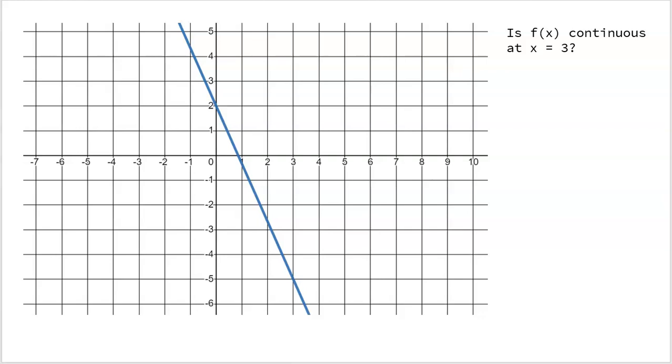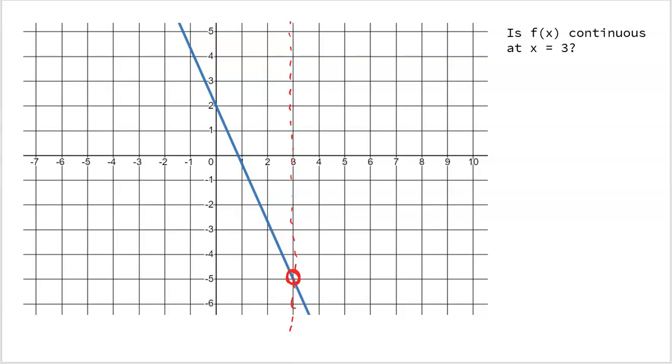So one thing we could ask is, what happens when x equals 3? Is the function continuous at x equals 3? What I tell some kids to do is draw a dotted line down x equals 3. And look, where does your dotted line cross the graph? You say, okay, there it is right there, it crosses the graph right there.